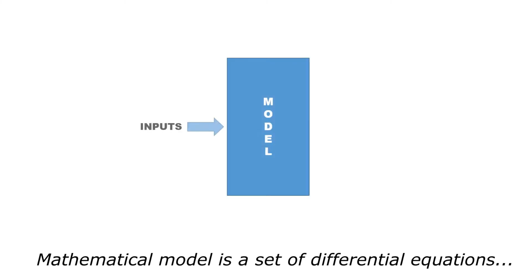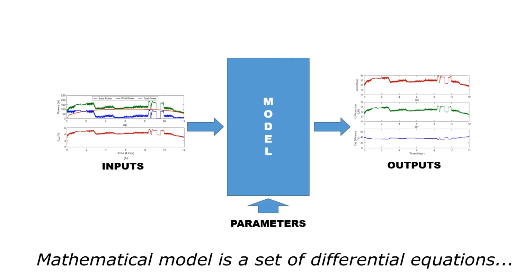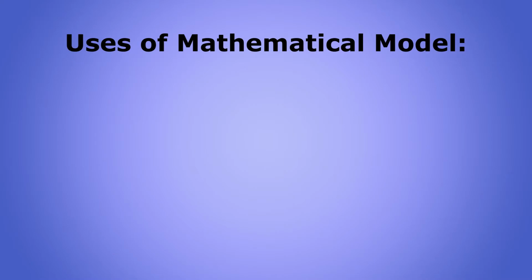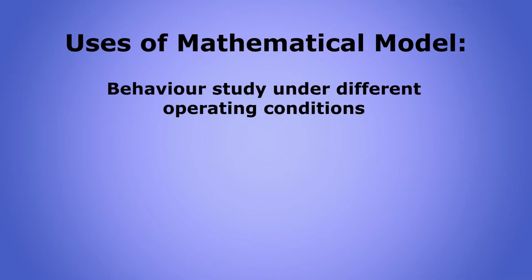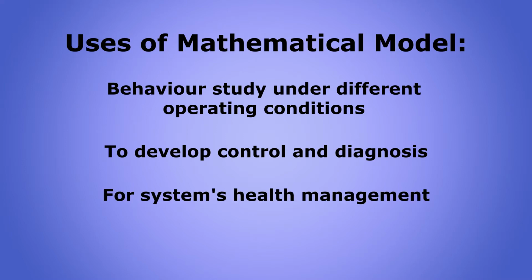A mathematical model is a set of differential equations that allows us to see the evolution of outputs based on the inputs and process parameters. A mathematical model of such a complex system can be used for studying the real behavior of components, subsystems and overall system behavior under dynamic intermittent operations in various operating conditions. A good model can not only be used for process simulations but also helps to develop control and diagnosis algorithms to run the system smoothly, safely and efficiently. The model can also be used for systems health management.